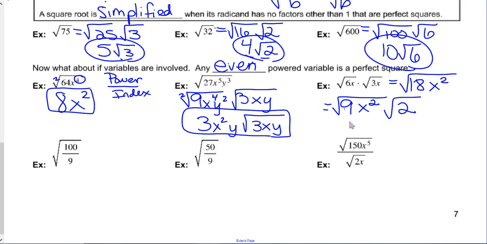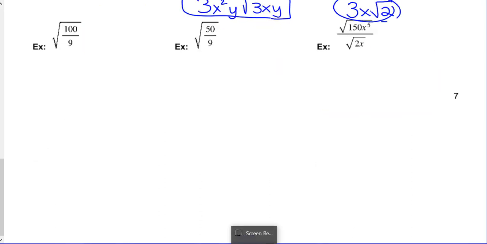So the square root of 9 gives me 3. Power divided by the index out front gives me just x to the 1st. You don't have to write that. But then I have the square root of 2 as my leftover, and that would be our answer. Okay? All right. Now let's work with the quotient rule.